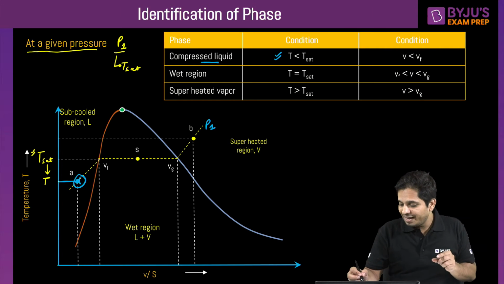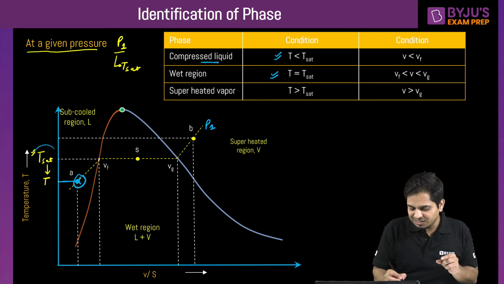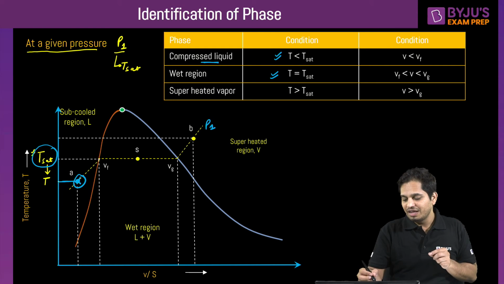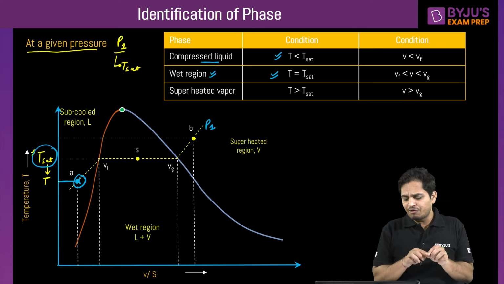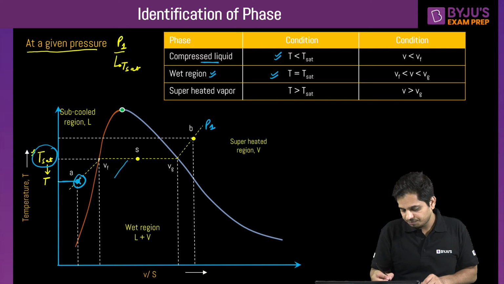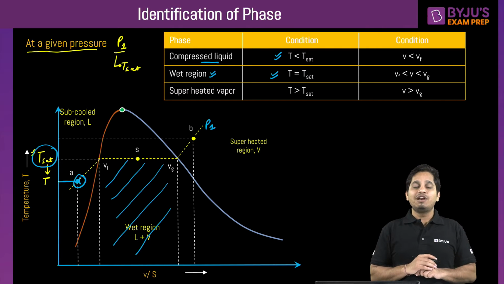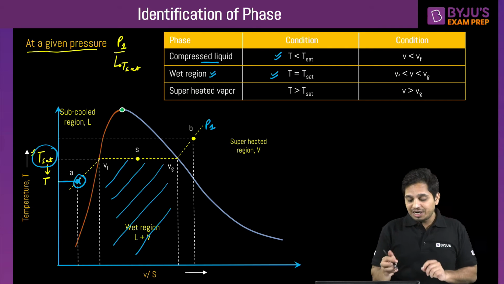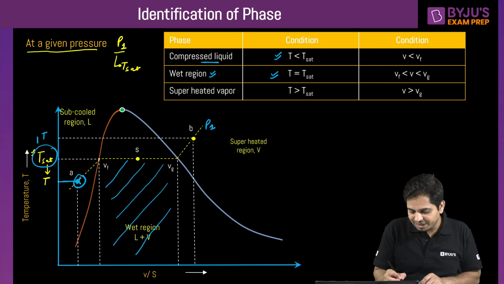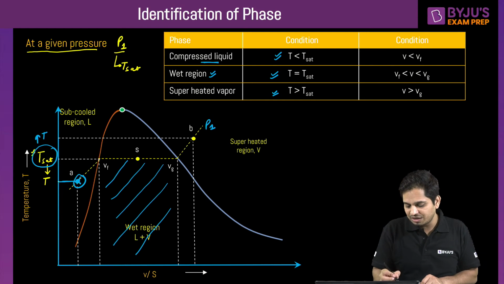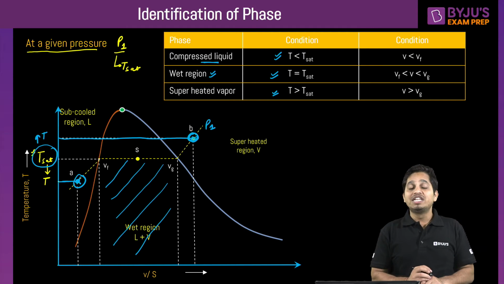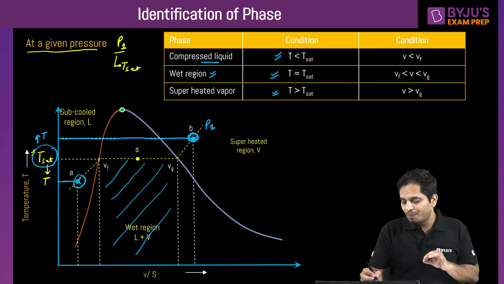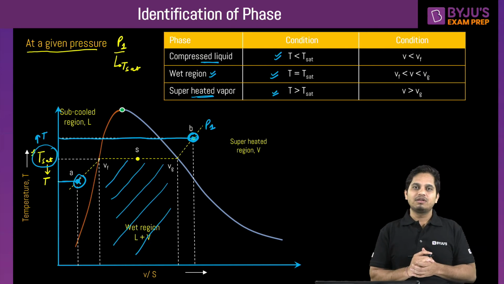If the temperature that is given to you is equal to T saturation, then it will be in the wet region. It will be somewhere inside, in this region. And the quantity of vapor and liquid can be found out by the dryness fraction. Now, if the temperature is more than T saturation, then you go on this line and see where it intersects, and in what region it is. So this is superheated vapor.